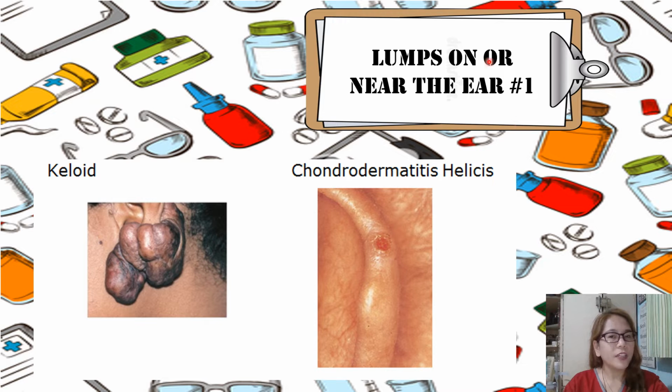So these are the abnormal findings of the ear or lumps on or near the ear. So we have here the keloid, okay, the chondrodermatitis nodularis helicis. Okay, this is an inflammatory skin condition that affects the ear. Okay, this is a painful bump that developed in the helix of the ear.